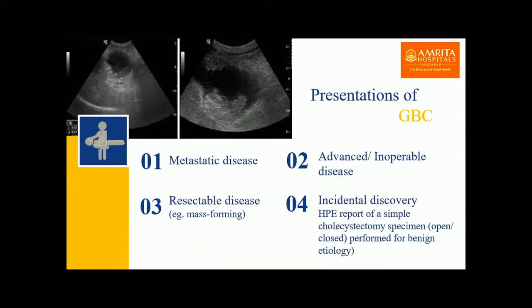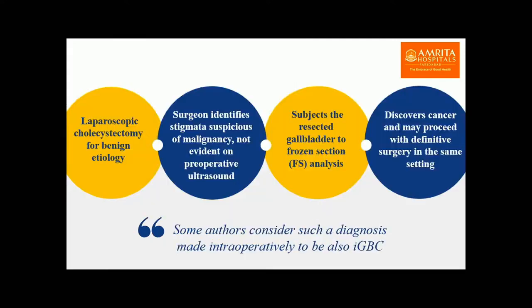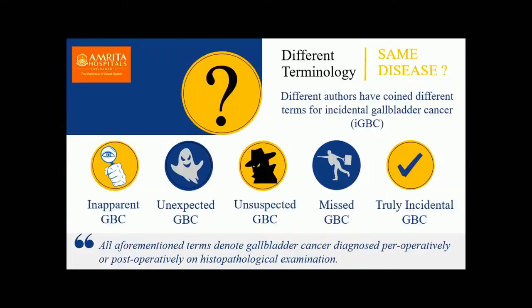Gallbladder cancer may present as a metastatic disease, an advanced inoperable disease, a resectable mass-forming disease, or an incidental discovery on histopathology of a simple cholecystectomy specimen. It is this latter category that is termed incidental gallbladder cancer. Some authors also ascribe an intraoperative finding of a malignancy subjected to frozen section as incidental gallbladder cancer, although this definition has its fallacies.